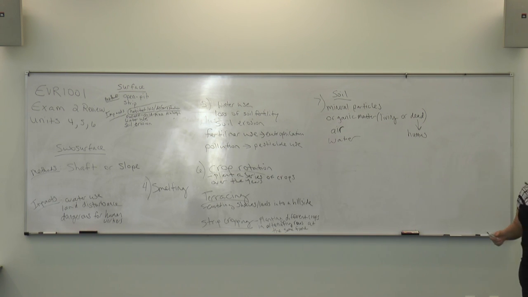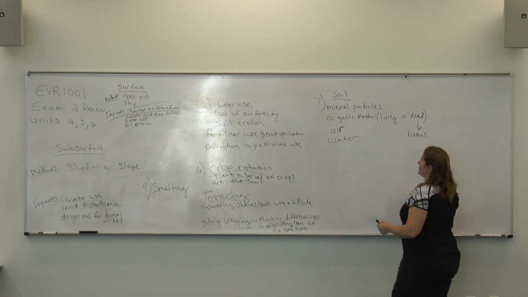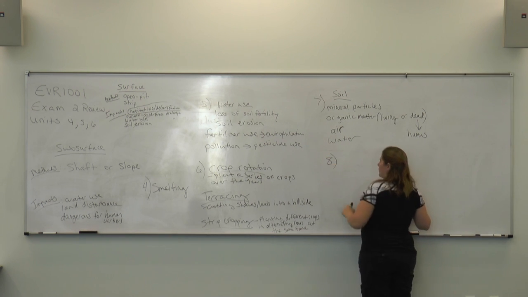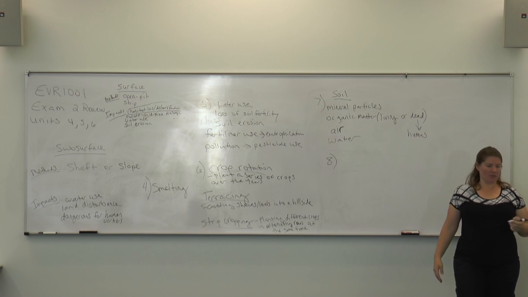Okay, so that's it for the Unit 6 concepts that we're going to be going over. Now, we're kind of going backwards. Now we're going to go into Unit 5 stuff, Florida ecosystems.